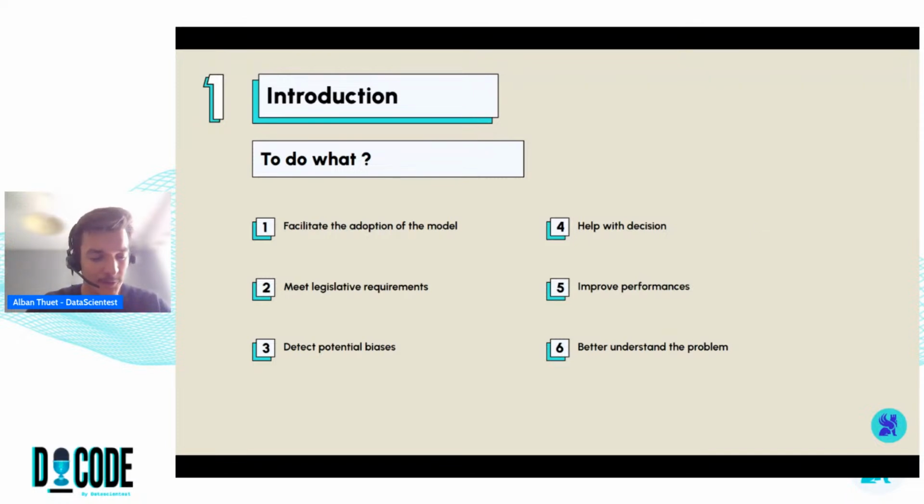But what is it for? Why do you want to be able to predict the way the model is working? There are many reasons. The first one is that in order to convince maybe your boss, the legislators, or your clients, you want to be able to show them that your model is working as they expect it to work.